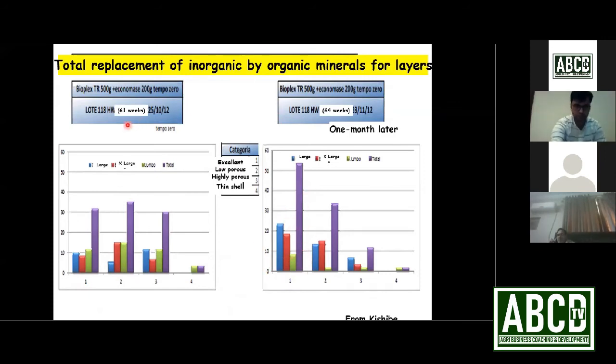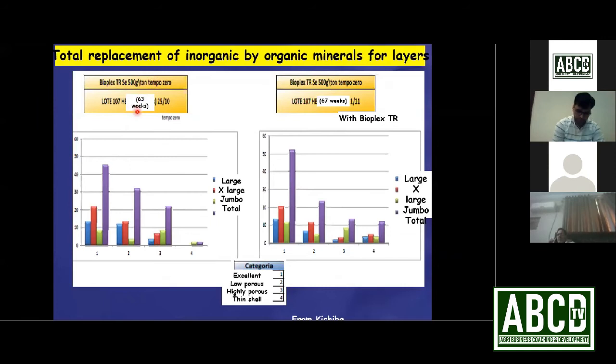So this study was from 61 to 64 weeks. 500 grams of total replacement, that pack I just showed you, plus 2 grams of Economase. This other one was just 500 grams. Here was no Economase inside. This one was from 63 up to 67 weeks of age. Again, the same classification, 1, 2, 3, 4. Exactly what we have shown you before. Excellent, low porous, highly porous, and thin. In the same week time, the same period, there was an improvement in the excellent shell category.